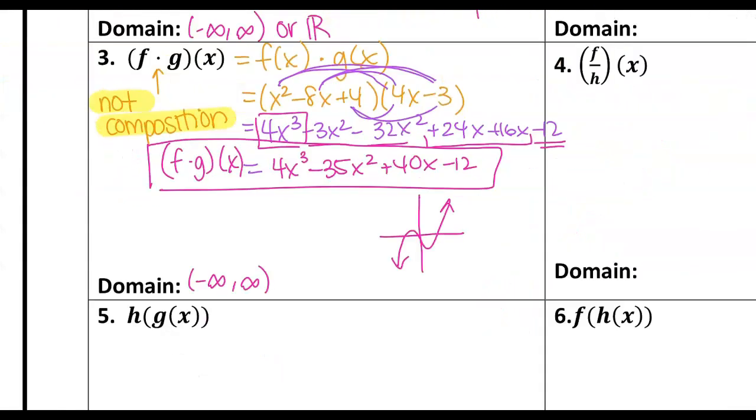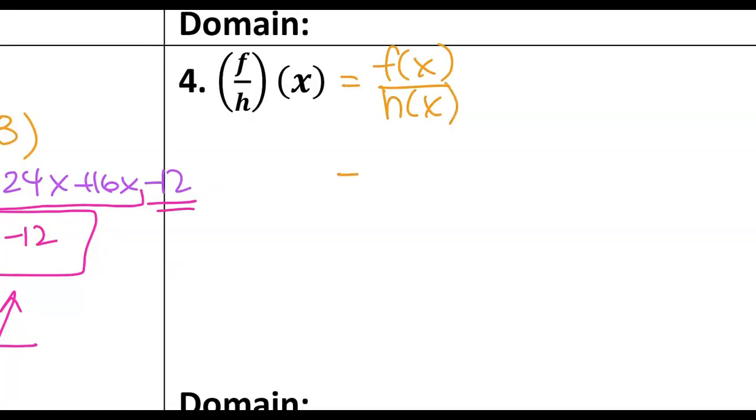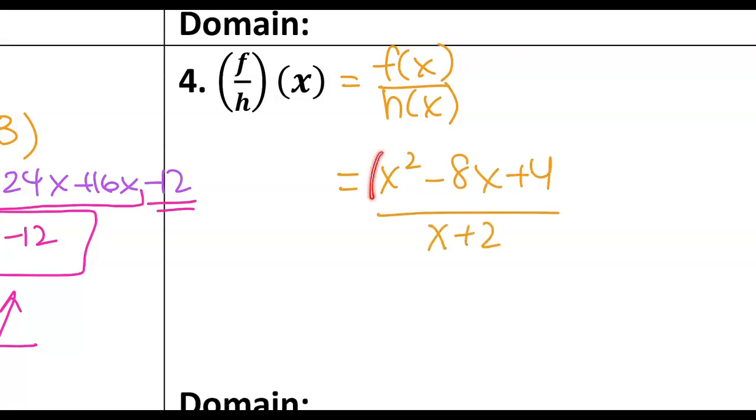All right, for example 4, this one's asking you to divide. Let me write out what you should have done: f of x divided by h of x. Let me recopy f of x and h of x. I could put parentheses around these, but there's nothing that I can distribute or multiply it by, so I don't really need the parentheses, so I didn't write them.